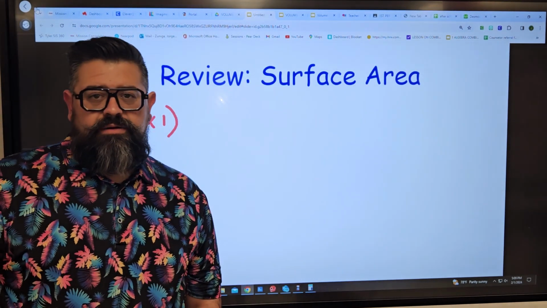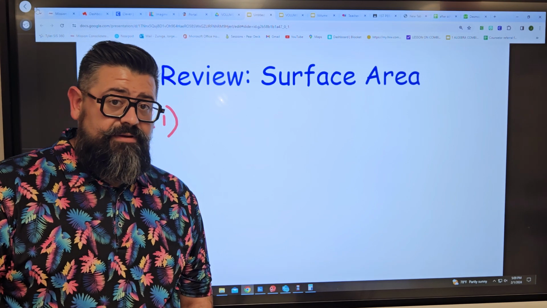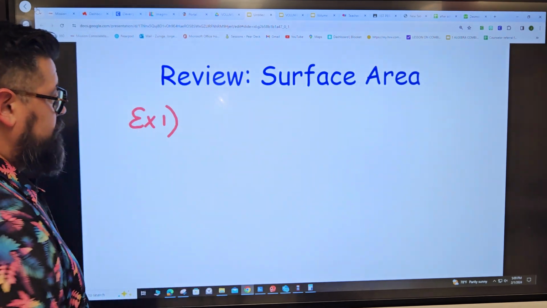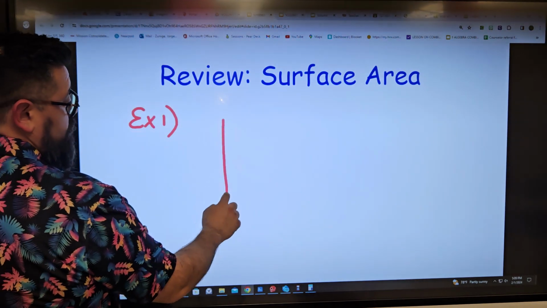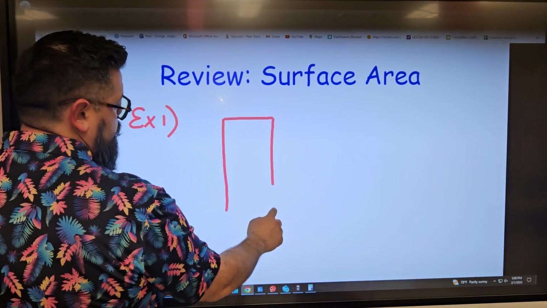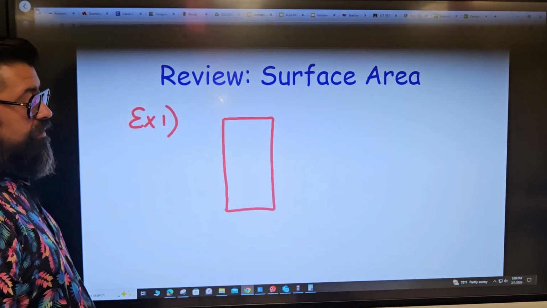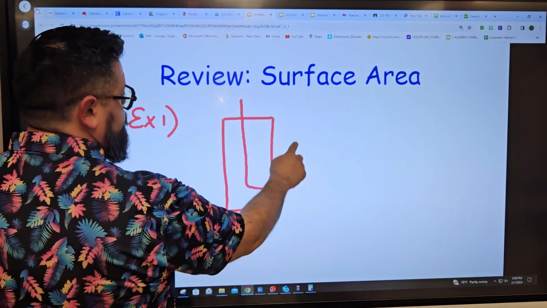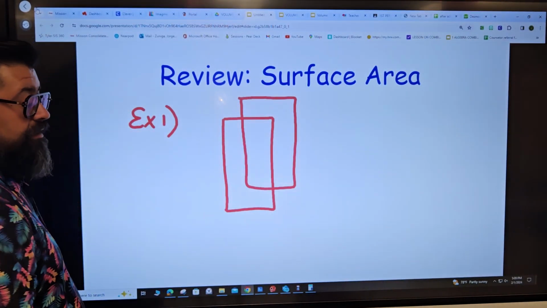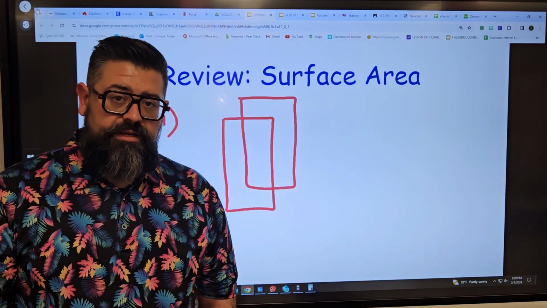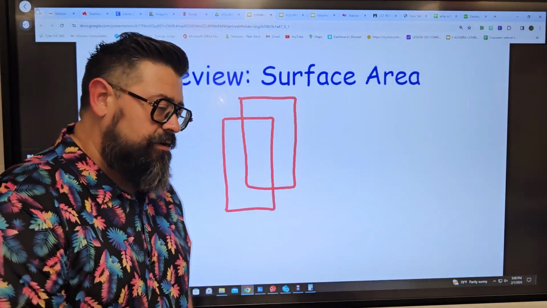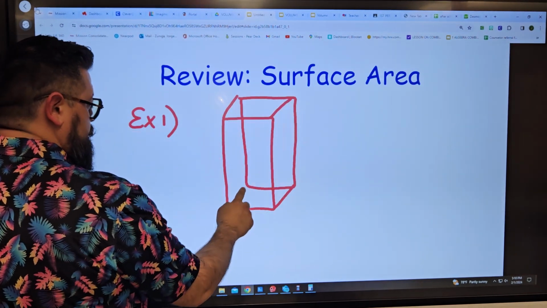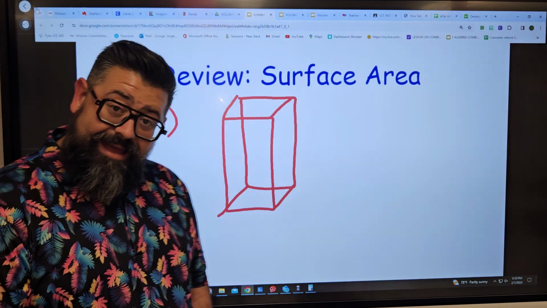So we're going to start with a box, okay? And if you don't know how to draw a box, this is how you draw a box. You want to draw a rectangle. And then you're going to draw another rectangle that looks like this. And then from there, all you're going to do is connect what's called the vertices, which are your corners. And you have your backs, okay?